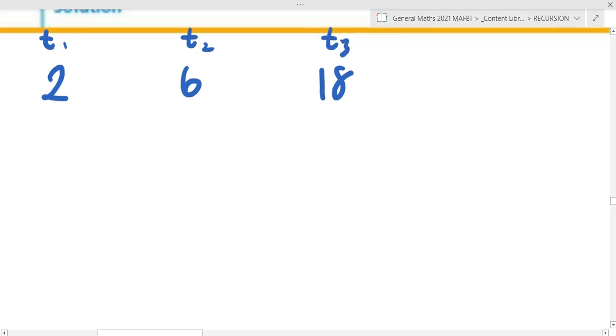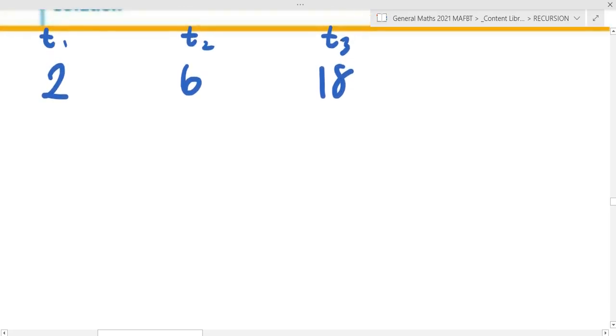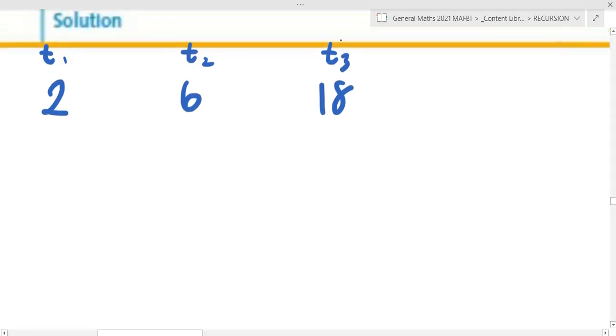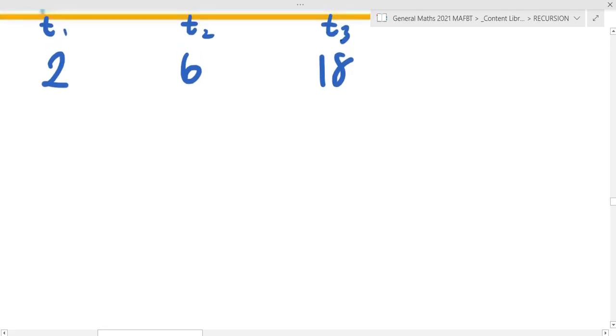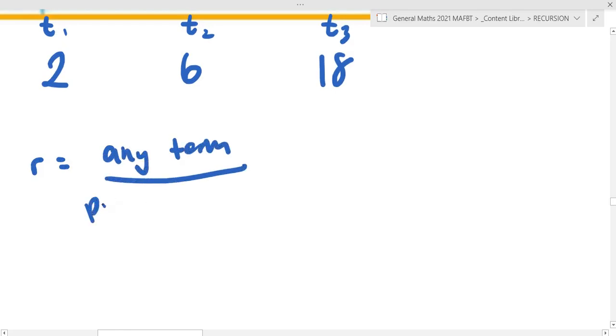Technically, what a lot of you guys did in your CFAT was just work it out in your head. What's the next number? But you've got to show your working out. So show full working out. Let's do the common ratio. Remember the rule for the ratio is any term divided by the previous term.